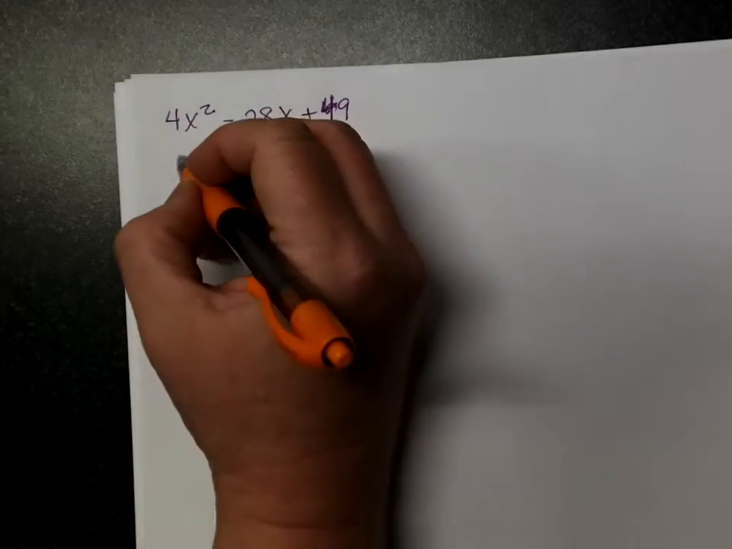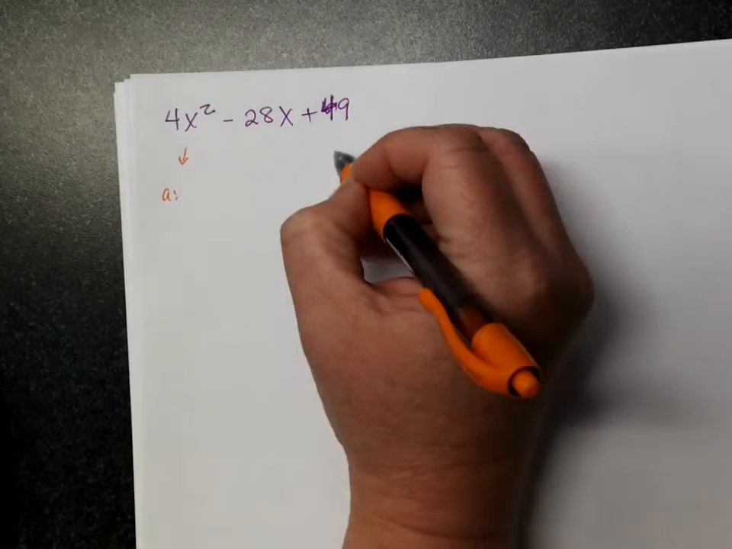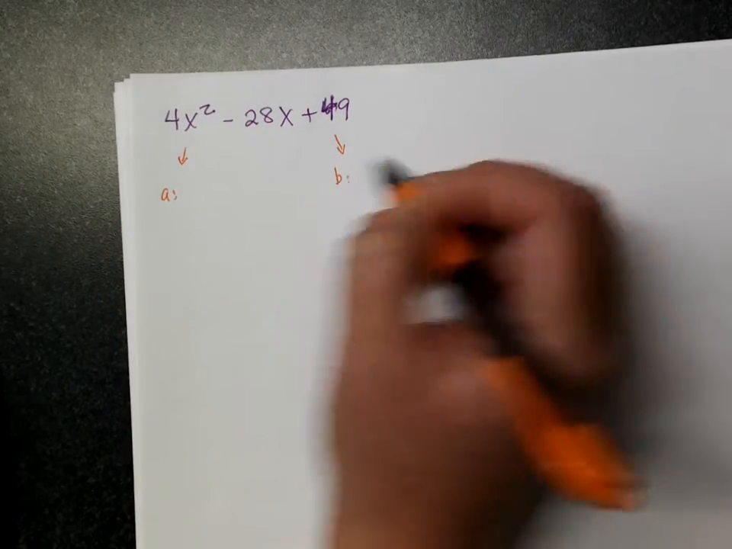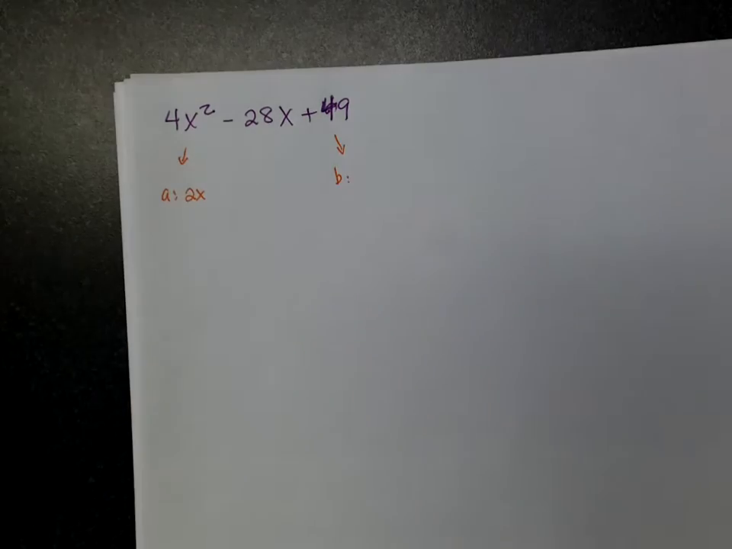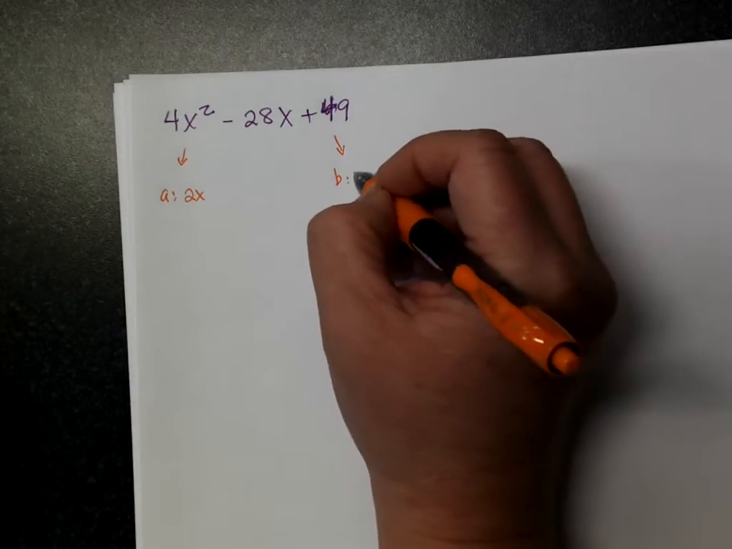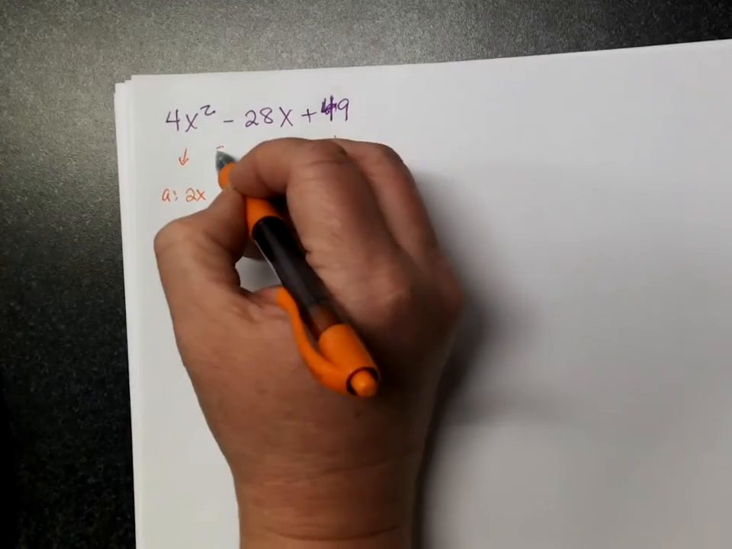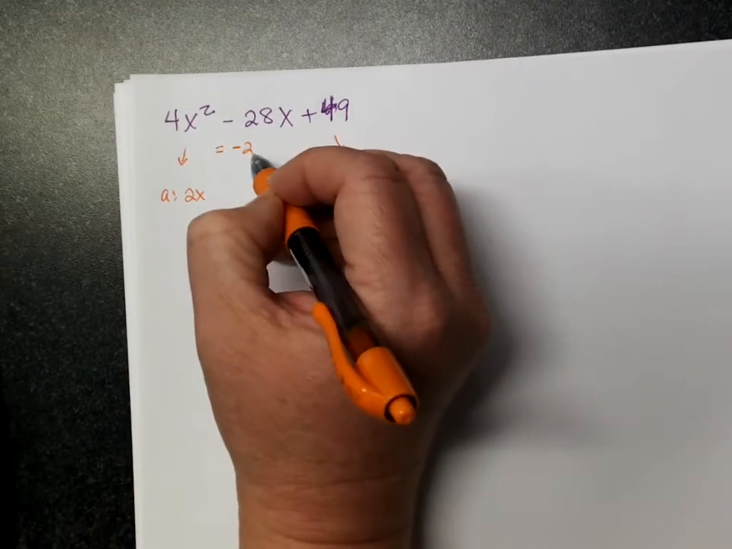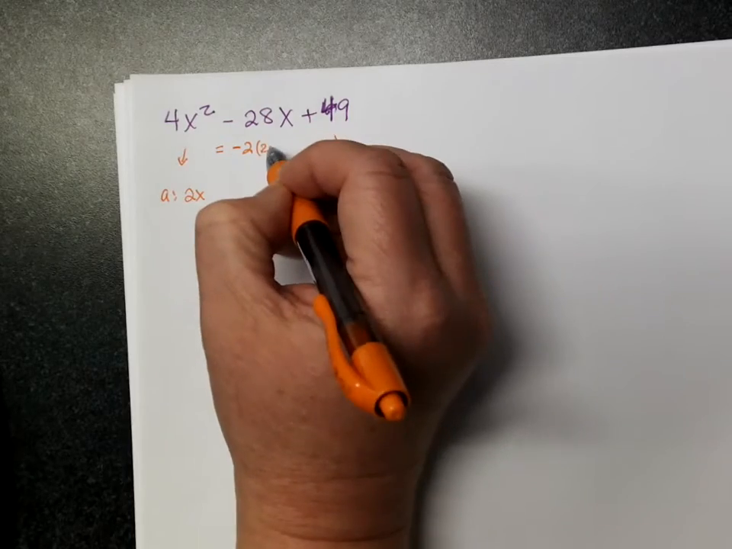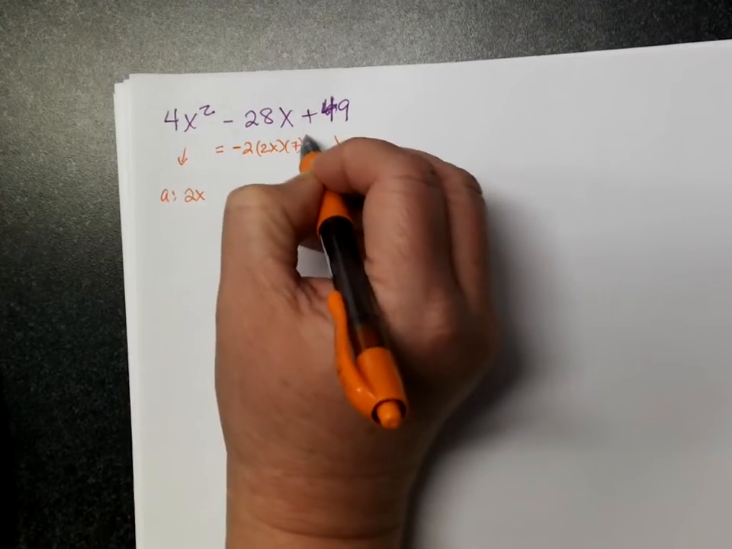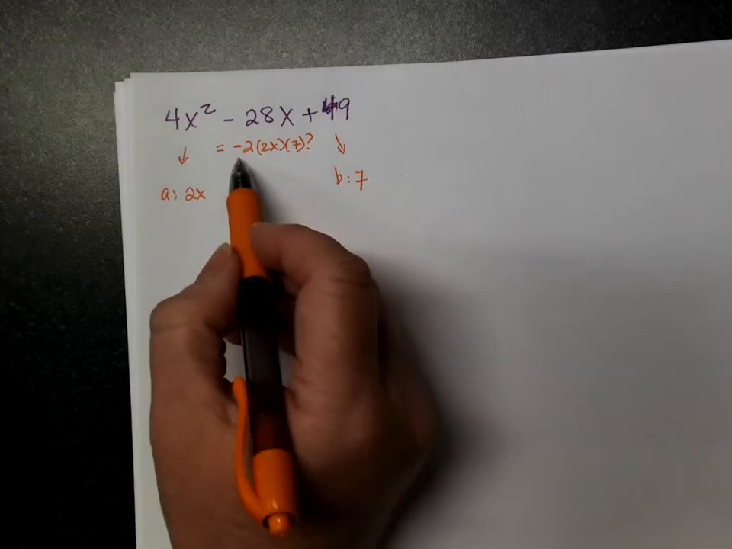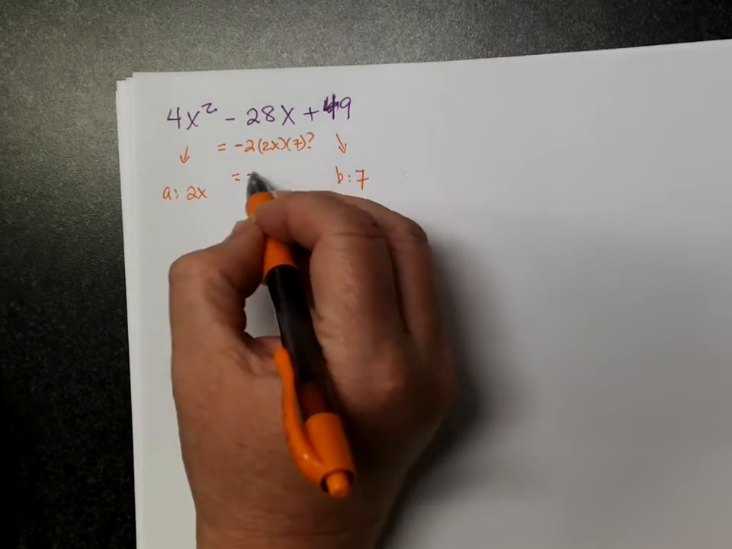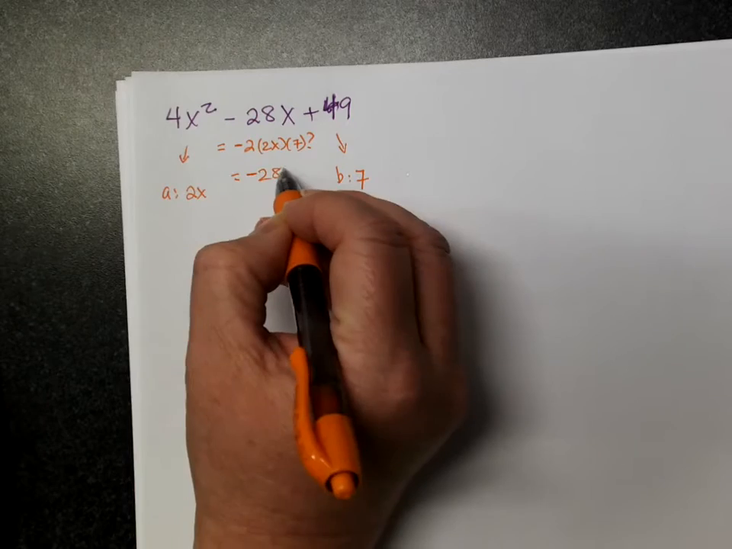So, what's your A and what's your B? What's your A? Right. You're unsquaring both your coefficient and your x. And then your B? 7. And you're asking yourself, is this equal to negative double A, B? Yes. So you're going to show me 2x plus 7 squared? Negative 28x. Check.